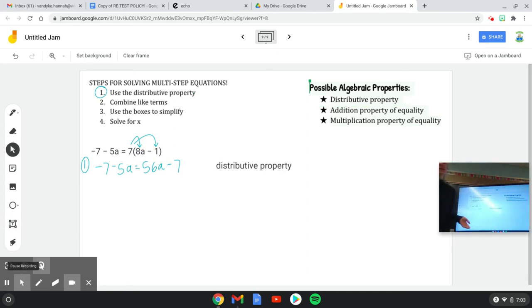So now I'm ready for my second step, which is combining like terms. I'm looking for a variable or a constant that I can add on the left side or the right side of the equal sign. So I have one constant, one variable. I cannot put those together, so they're going to stay the same. And then on the right side, I have one variable and one constant. I can't put those together. If I had multiple variables or multiple constants, I could add them, but I don't. So they're staying the same. My equation stays the same for the second step.